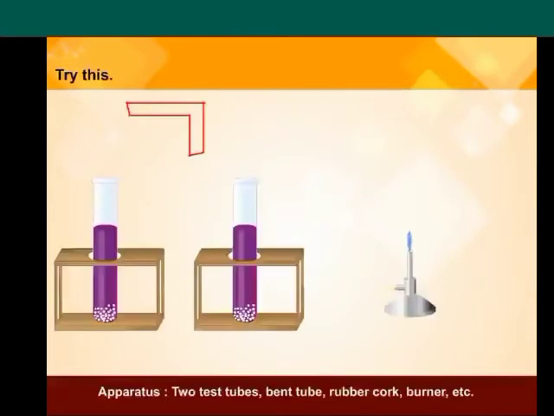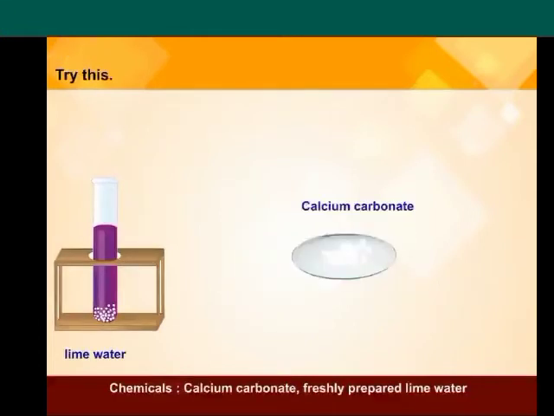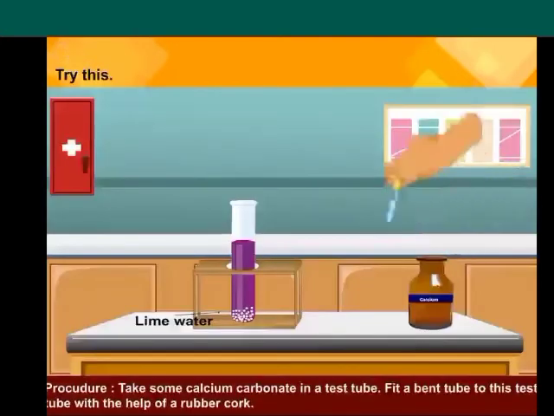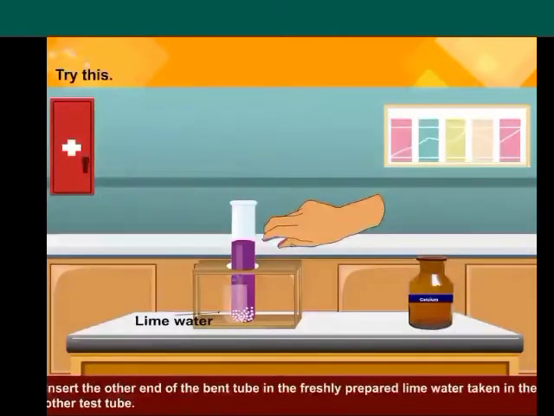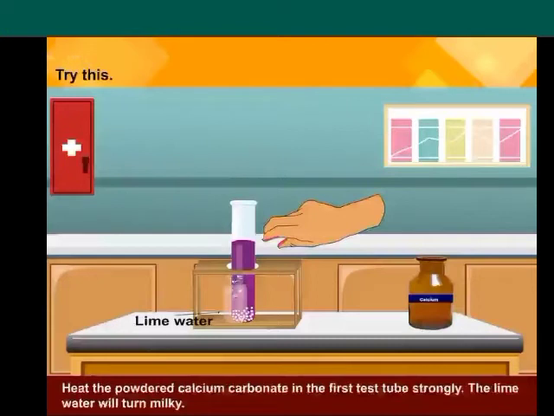Try this. Apparatus: two test tubes, bent tube, rubber cork, burner, etc. Chemicals: calcium carbonate, freshly prepared lime water. Procedure. Take some calcium carbonate in a test tube, fit a bent tube to this test tube with the help of a rubber cork. Insert the other end of the bent tube in the freshly prepared lime water taken in the other test tube. Heat the powdered calcium carbonate in the first test tube strongly. The lime water will turn milky.